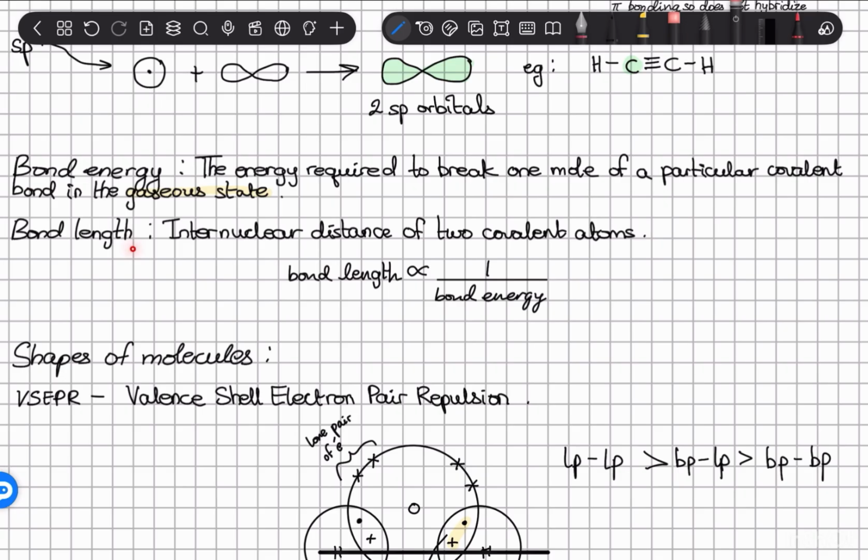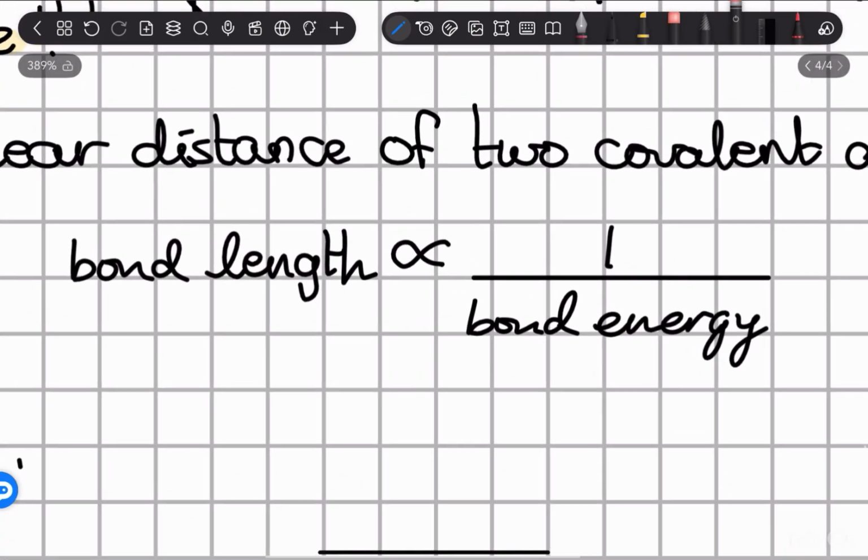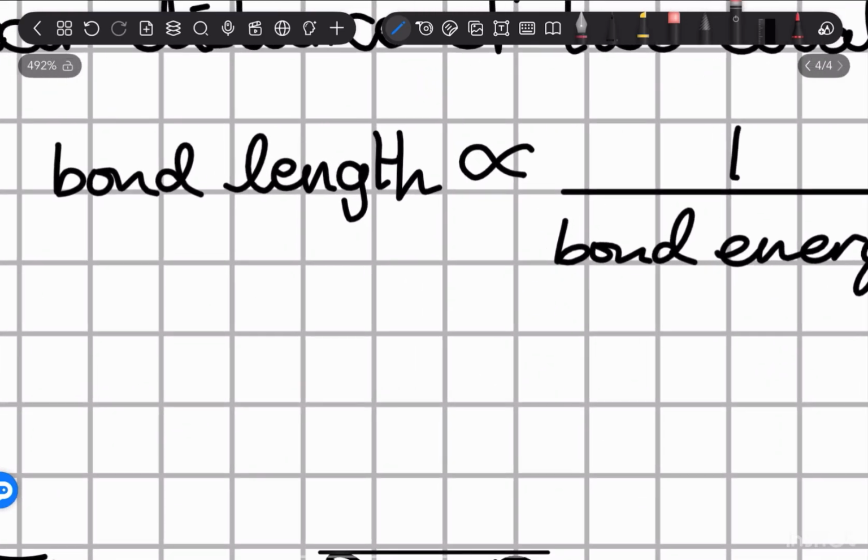So the next definition is bond length, which is the internuclear distance of 2 covalent atoms. Okay, that is self-explanatory. What I want to focus on is that bond length is inversely proportional to bond energy. What this means is the lower the bond energy, the higher the bond length, or the longer the bond length of that molecule.